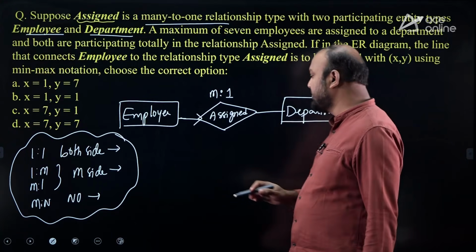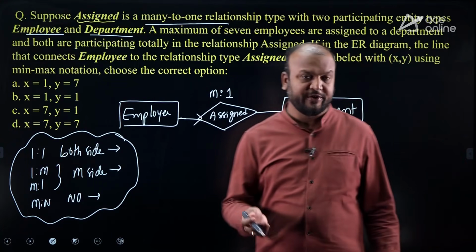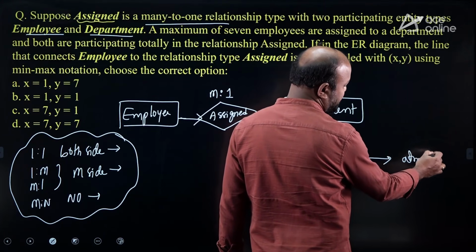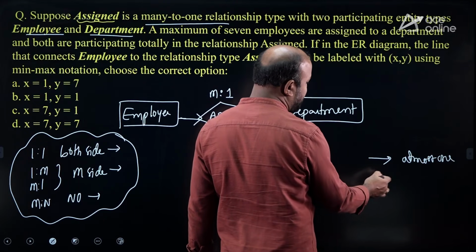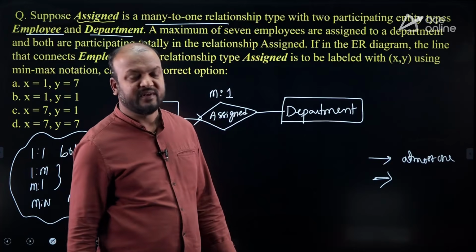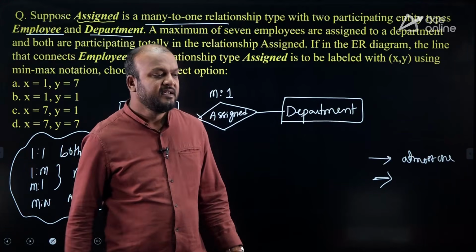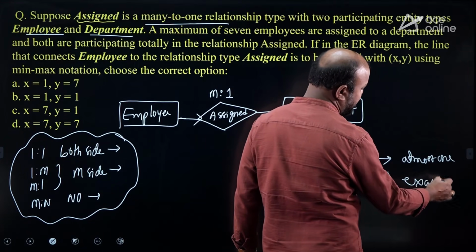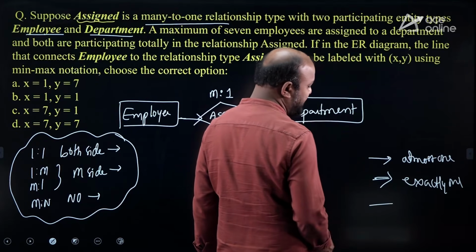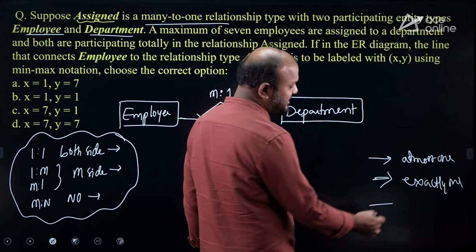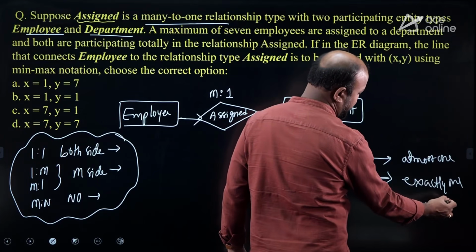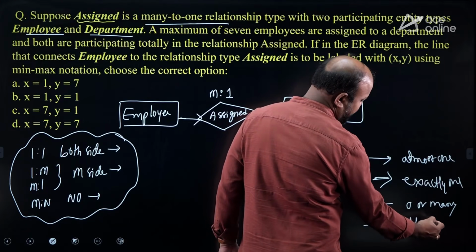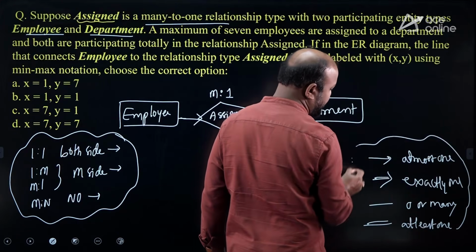So now we have an arrow from employee to assigned. And what is the meaning of arrow? I am revising every point. The meaning of arrow is at most one. And what is the meaning of double line and arrow? You can answer through chat. I will check. It is exactly one. What is the meaning of single line? It is 0 or many. Right? What is the meaning of double line? At least one. Fine. These are the notations that we have discussed.